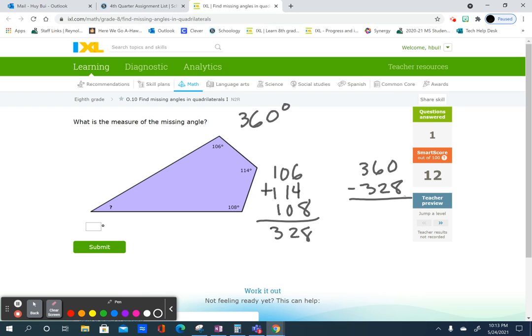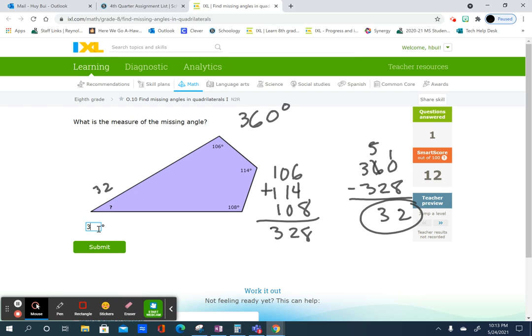Very familiar. Very similar to what we did with triangles. And then you can use a calculator, or this is pretty straightforward. Let's do borrow. 10 minus 8 is 2. 5 minus 2 is 3. And this acute angle, remember, small angle, acute, is 32.